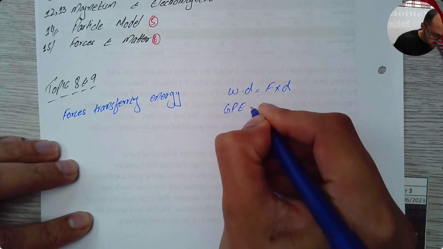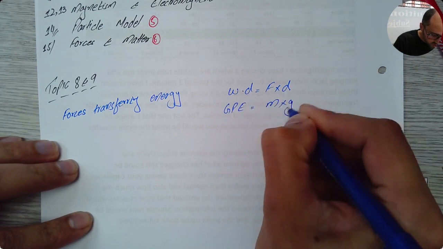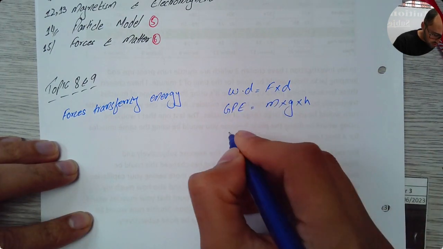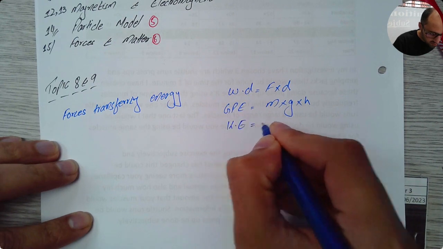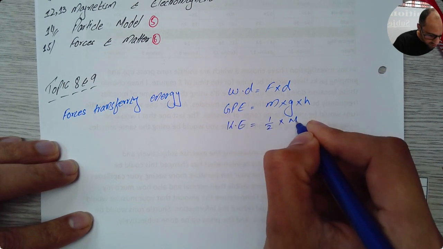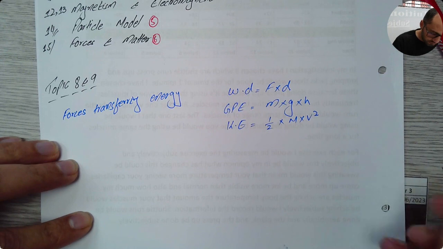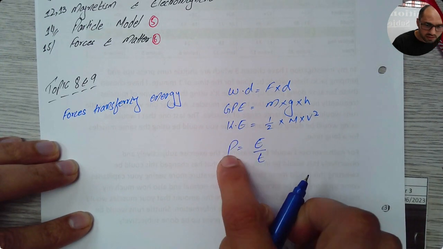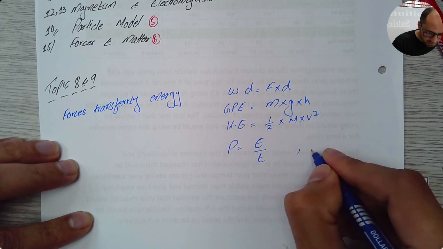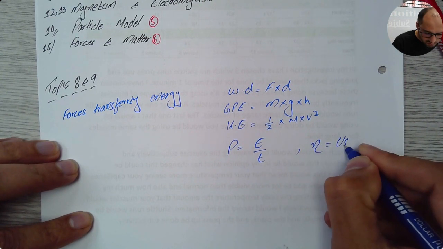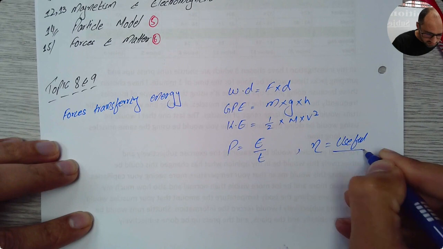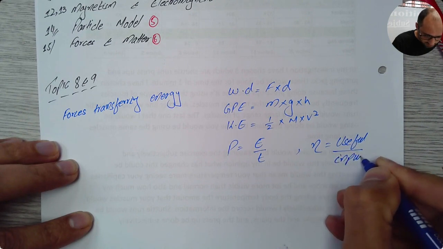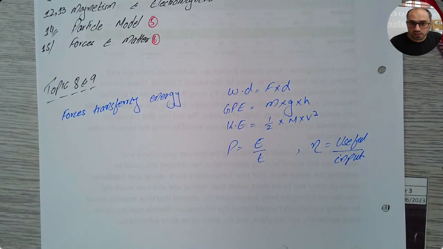GPE equals M times G times H. KE is equal to half times M times V squared. P equals energy divided by time. So this P stands for power. And the last one is efficiency equals useful over input. This time you will be given these equations, but generally speaking, these equations are not available to students.